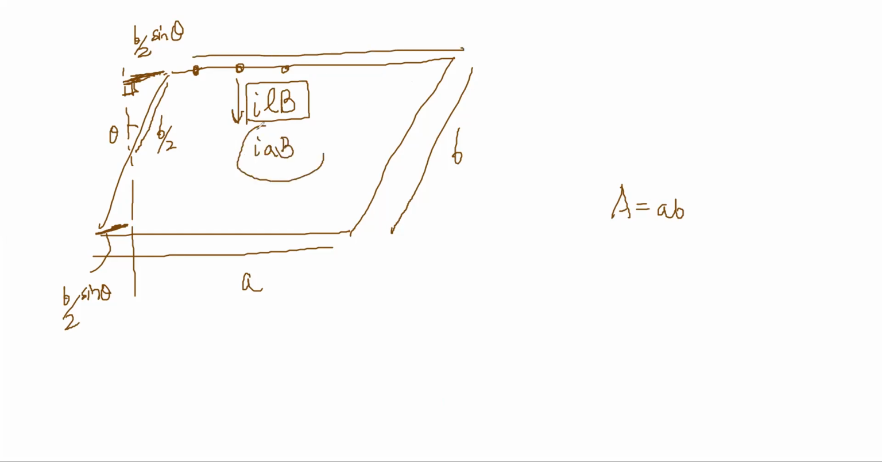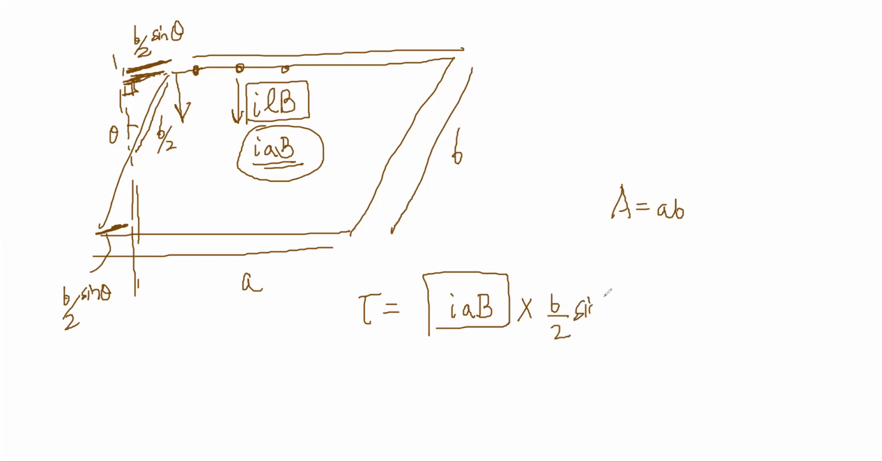IAB is the total force, and every element has this force acting in a different line from the line through the center, right? And the perpendicular distance is B by 2 sine theta. So torque will be R cross F, which is IAB into B by 2 sine theta, right? The IAB is the force into the perpendicular distance between the line of action, right? So that is B by 2 sine theta.